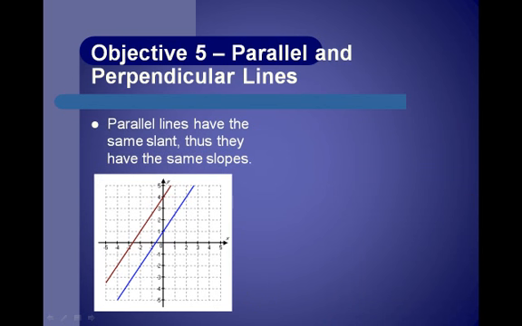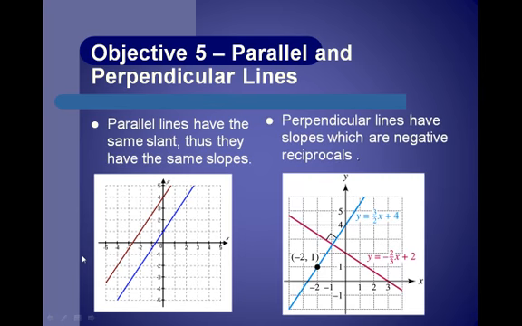Objective 5, parallel lines and perpendicular lines. Parallel lines have the same slant. Therefore, they will have the same slopes. Perpendicular lines have slopes which are negative reciprocals. Remember, perpendicular lines are two lines that intersect to form a 90-degree angle.